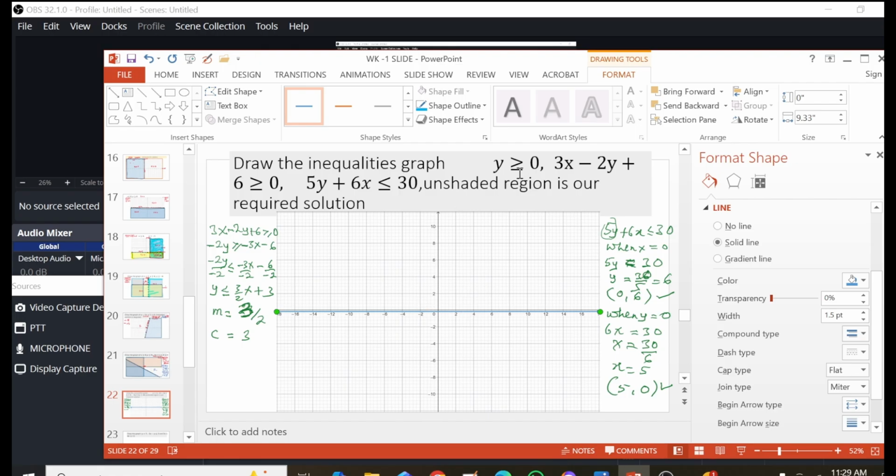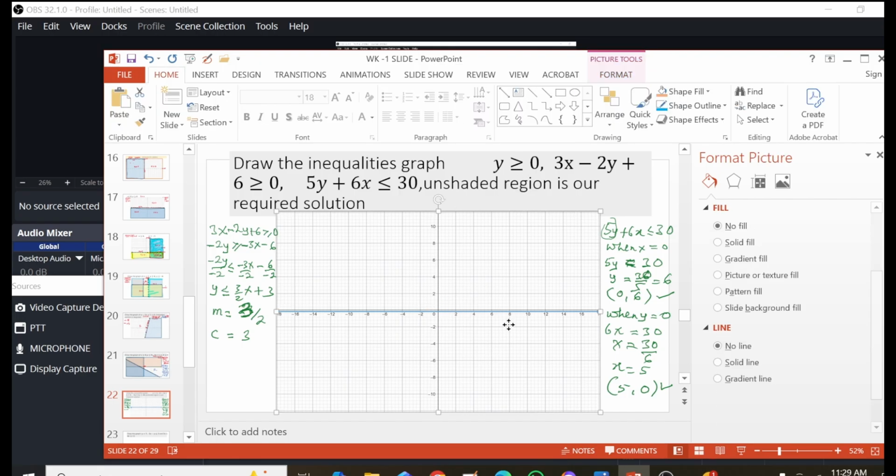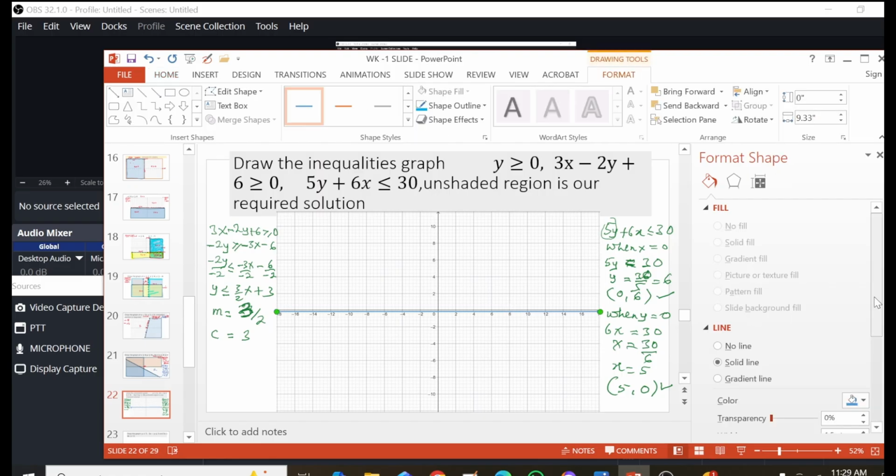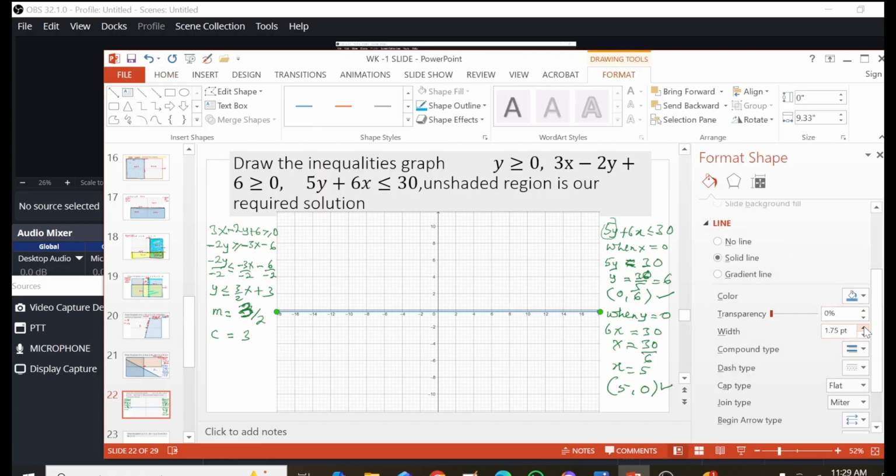Everything that is greater than or equal to means it's going to be a thick line. To make it thicker, you just increase it here. Then we want to shade the region that we don't need. And remember, I said the unshaded region is our required solution. I like to use the unshaded region so that it is clear, so that you will not have intersection of lines of a color. I want something that will be clear, so that we cut the part that we don't need with color, we shade it off.